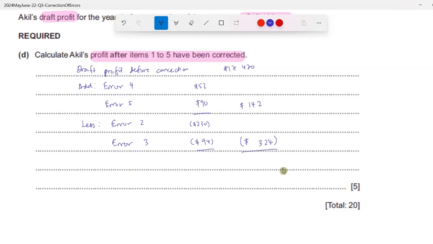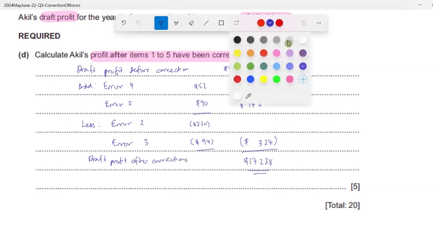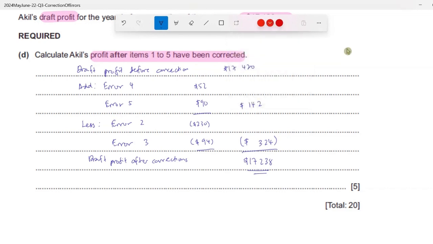So let's sum up. The adjusted profit is 17,238. So we name it clearly, draft profit after corrections. Let's look at the marks allocation. 1 mark for each item here correctly added and deducted, and 1 mark for the correct profit after correction. That's the total of the 5 marks for this part. That's the end of the question.